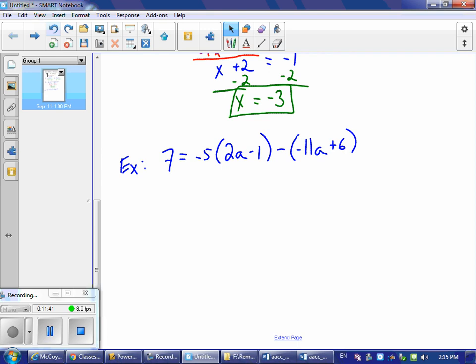All right, this time we have a bunch of parentheses there. In order to start simplifying, we need to remove the parentheses. That's part of the simplification process. So in order to do that, we'll need to use the distributive property.